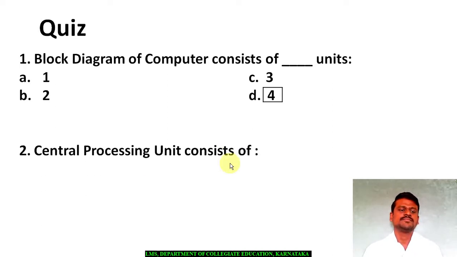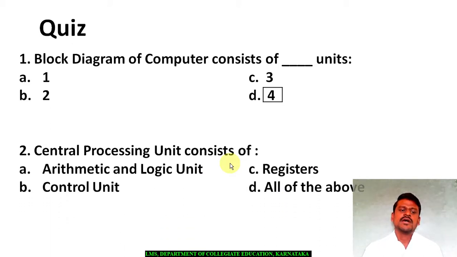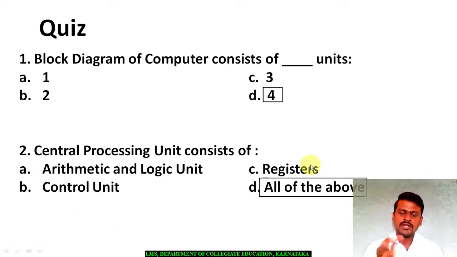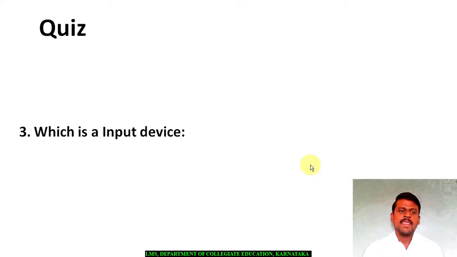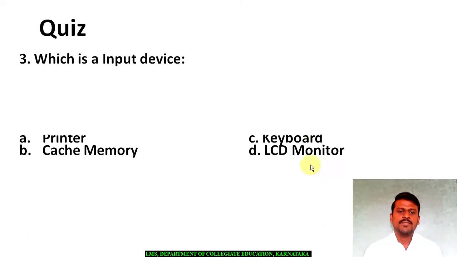Right, next question: the central processing unit consists of, right, options are arithmetic and logical unit, registers, control unit, and all of the above. Any guesses? It consists of all of the above. That means the central processing unit consists of the arithmetic and logical unit, control unit as well as registers in one single unit.